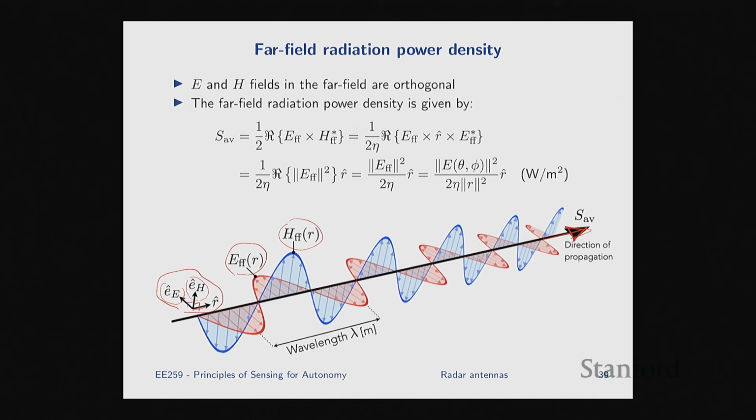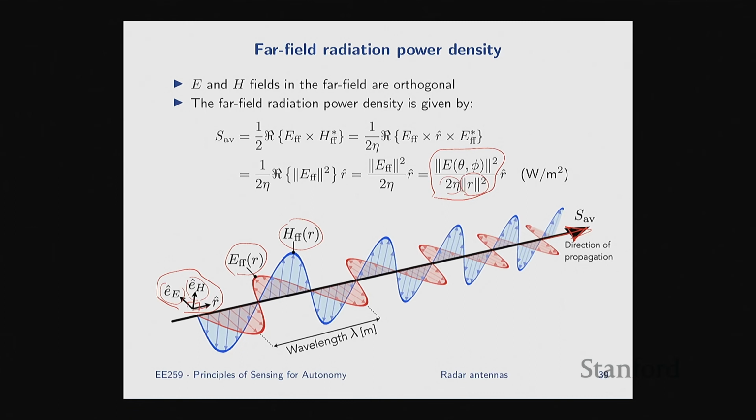Now your Poynting vector, which is where the power is flowing, is E cross H, or E cross H star. Of course, if you do your right-hand rule on E and H, it's going to point in the R hat direction. So power is flowing in the radial direction at the far field. And the density is given by the norm squared of E of theta and phi divided by R squared times 2 eta.